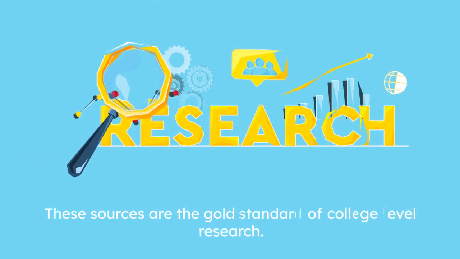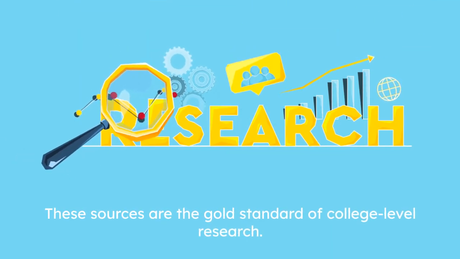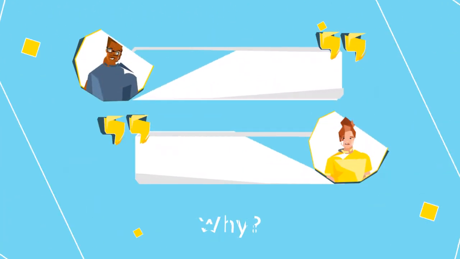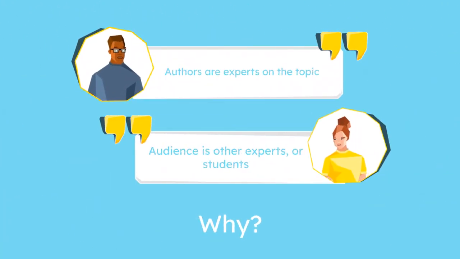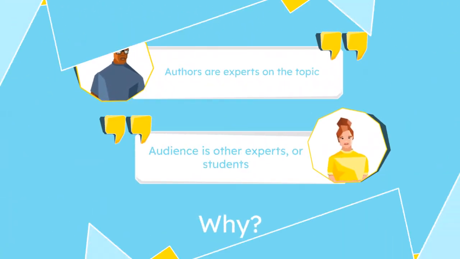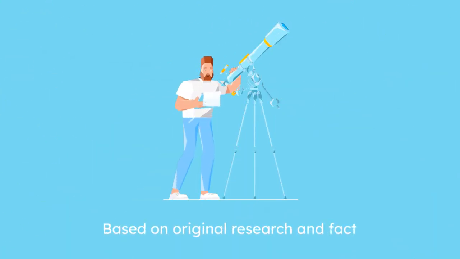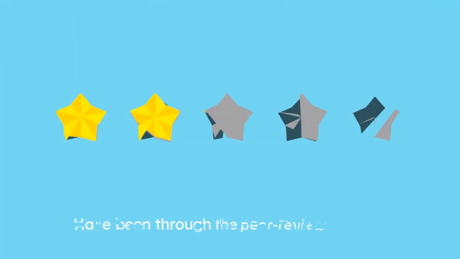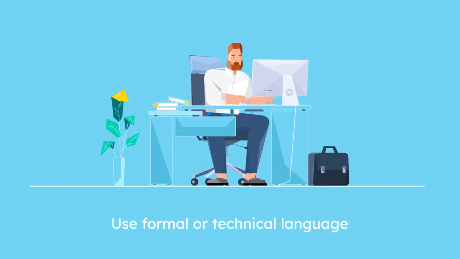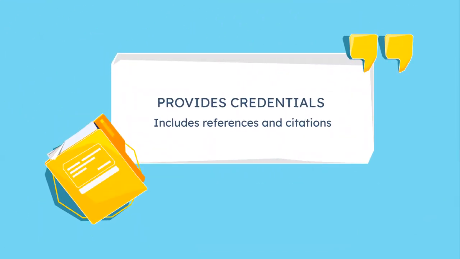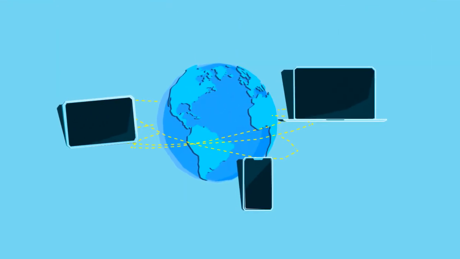Academic sources are the cornerstone of university research. Why? They're written by experts, for other experts and students. They're based on original research. They're often peer-reviewed. They use formal technical language, and they include author credentials and references. Imagine a display showcasing a typical scholarly article.